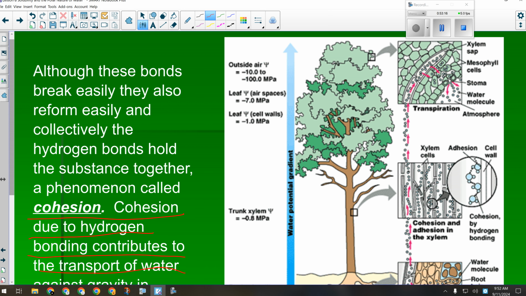Then there's also adhesion. Adhesion means water bonded to another polar molecule that's not water. So the water can stick to each other and to the inside of the tube. That's what keeps it from falling back down.